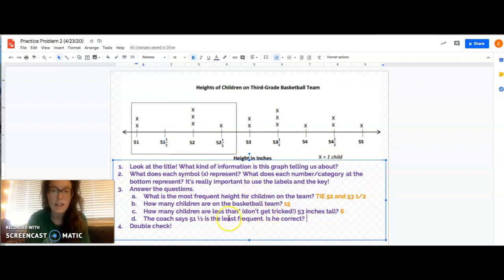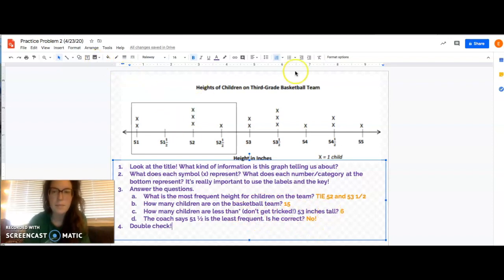So actually, the least frequent would be the heights that had 1 person. So 52, 54, and 55, because they had at least 1 child that was that height, but it was still less children than the other heights. All right. Sorry, coach. You are not correct. Let's double check. Did I answer all of my questions?